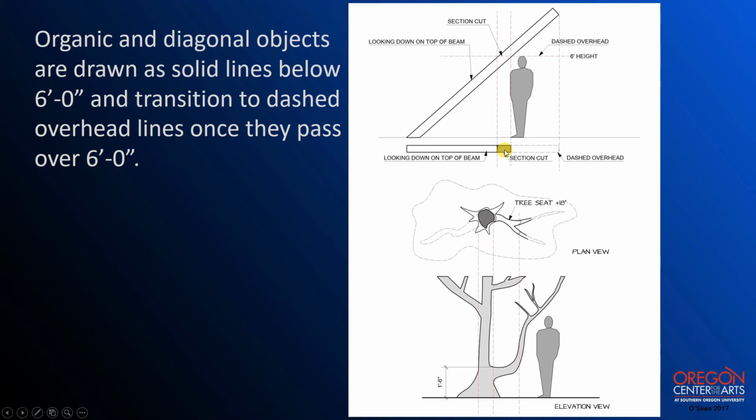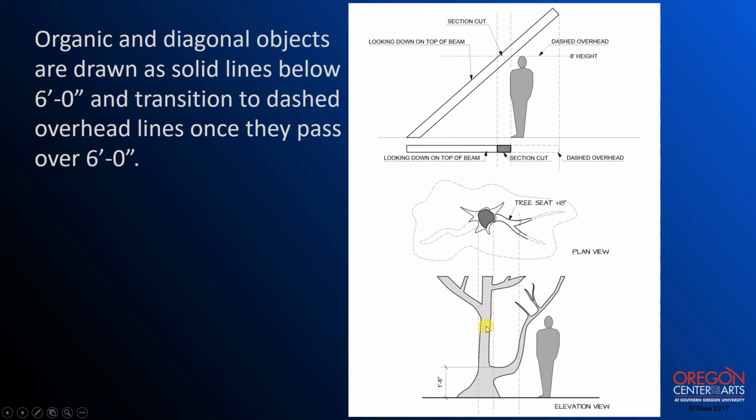But more importantly, you're showing that beyond that point, all this hanging overhead is a dashed line, because the actor can't walk through here without banging into the beam. But as soon as they get over here where it's a dashed line, where our little figure is standing, they have no problem walking underneath there because it's above our 6 foot cutting plane.